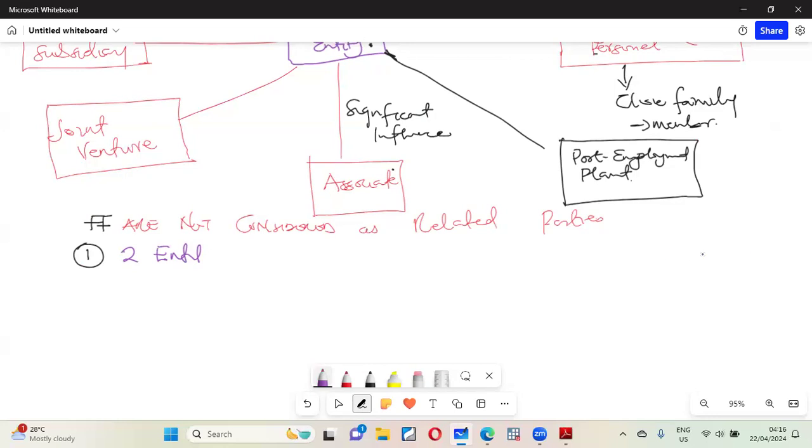Or a member of key management personnel in common.